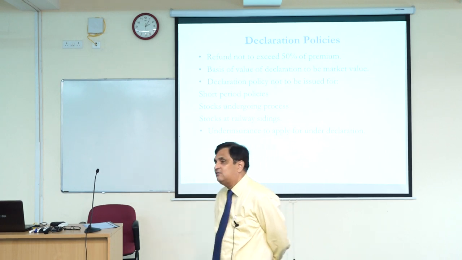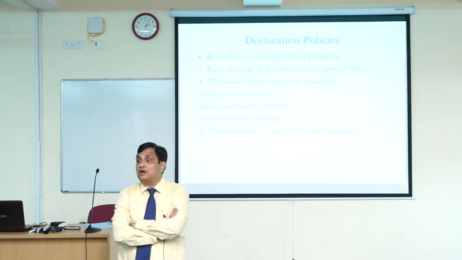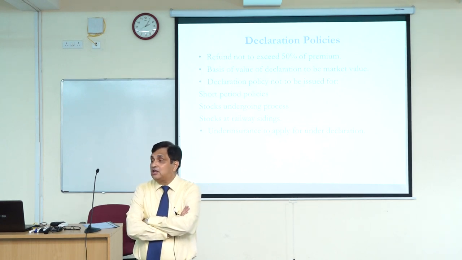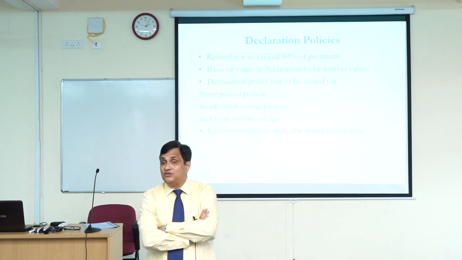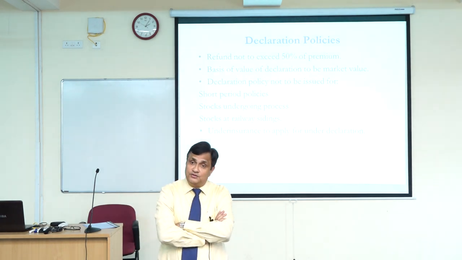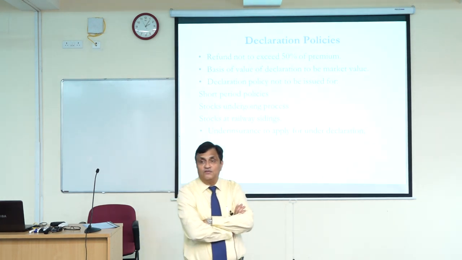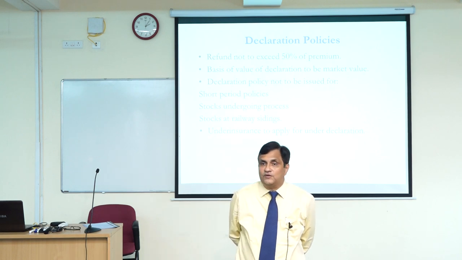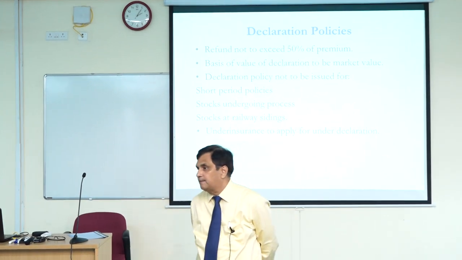Under insurance to apply for under declaration. It's quite possible that a client, in order to get the highest refund, though his stock position is different, may keep on declaring very, very low values. So what will happen is, when a claim comes, that person will be penalized twice. One is for under insurance, second is for under declaration. That's the way you protect yourself as the insurance company from the under declaration that is possible. These are the rules as far as declaration policy is concerned. Am I clear here? Any doubts on this?